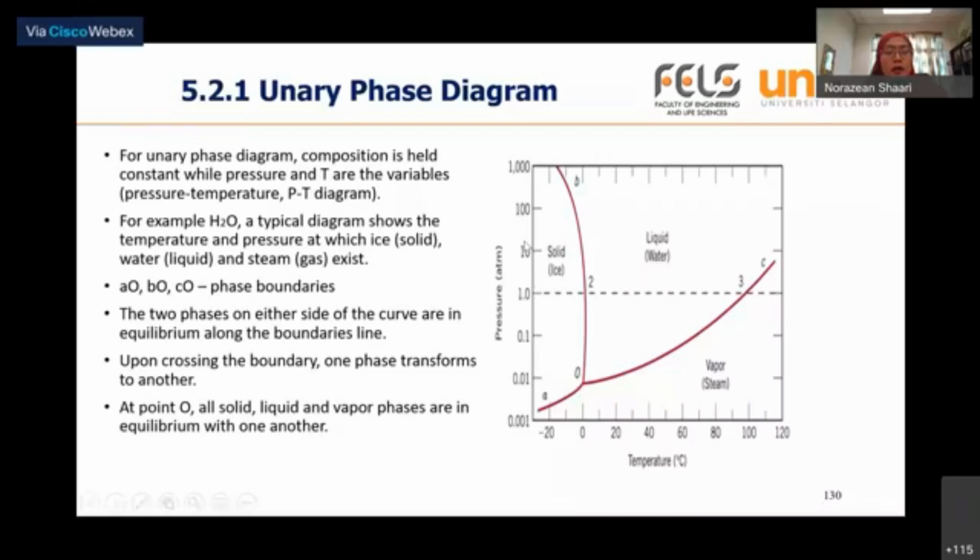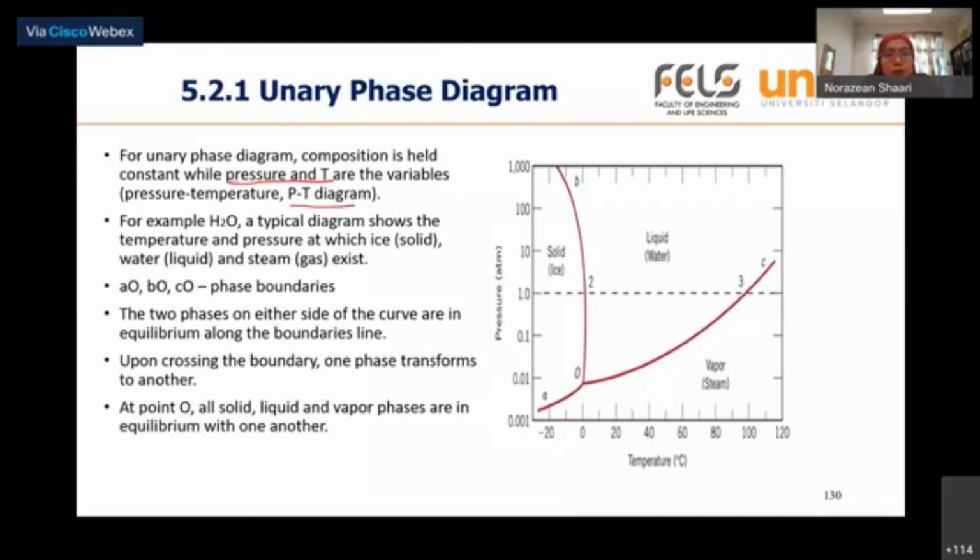So according to the syllabus, we will cover unary and binary phase diagram, dan binary phase diagram juga hanya melihat kepada isomorphous dan juga eutectic phase diagram. So unary phase diagram, as its name, ini adalah one component phase diagram lah. Maksudnya kalau kita ada materials with one component, contohnya yang ni adalah air, H2O. So for unary phase diagram, composition is held constant. Dia punya variables adalah pressure and temperature. So kadang-kadang kita panggil it PT diagram.